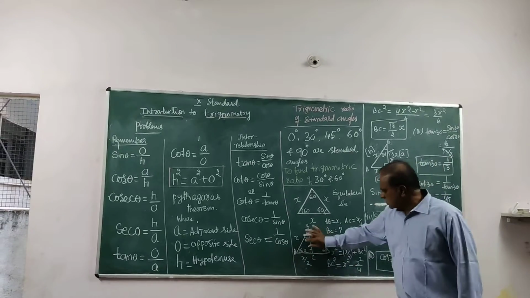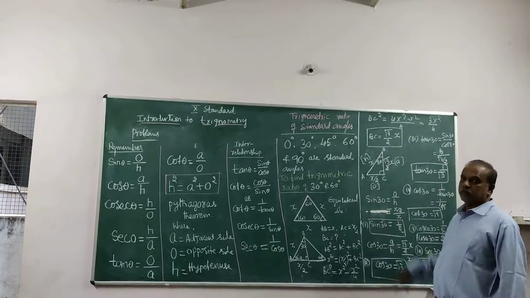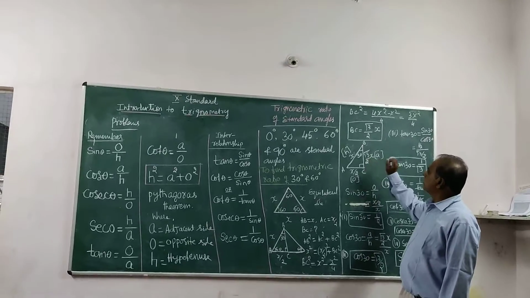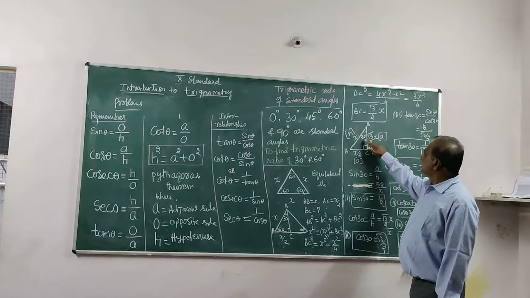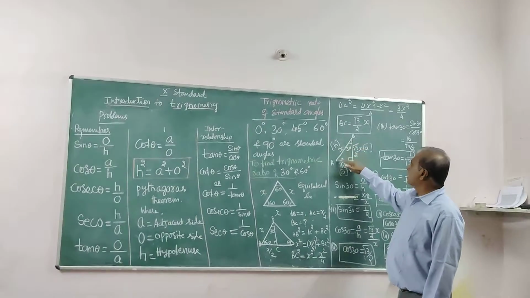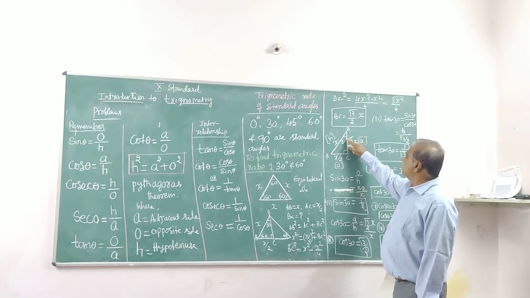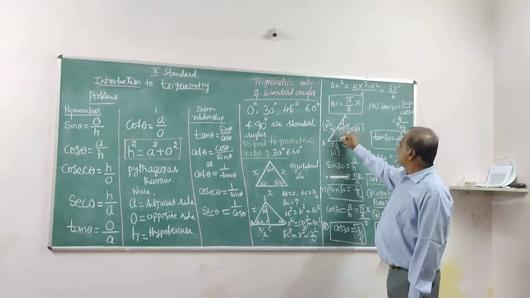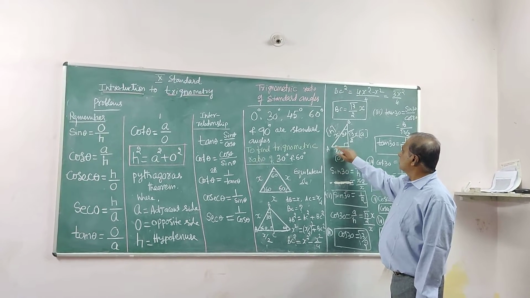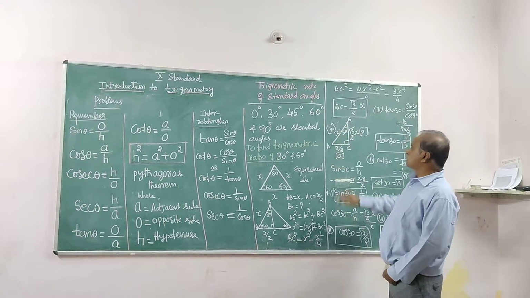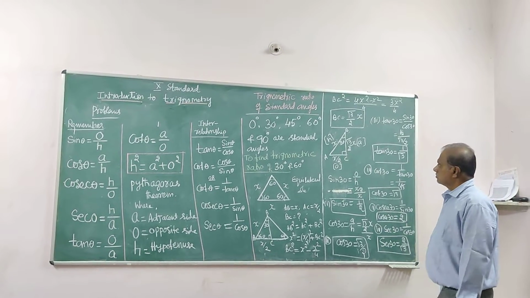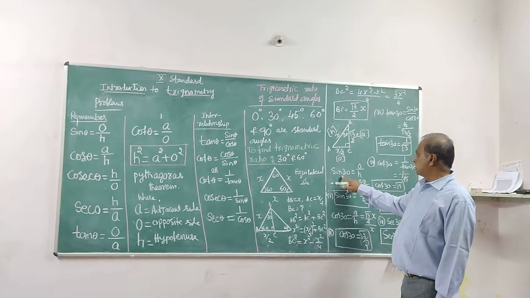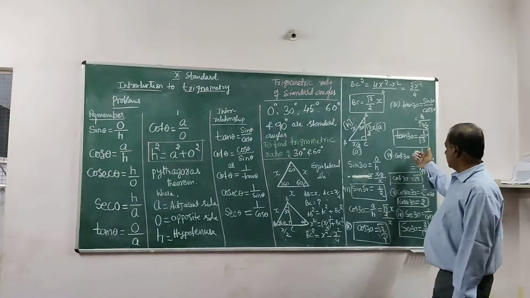Now I am taking only this triangle containing 30 degree. Now we are evaluating the trigonometric ratio for this 30 degree. This is a triangle. At this 30 degree, with respect to this angle, this side is known as adjacent side, this side is known as opposite side, this side is known as hypotenuse. Then find the trigonometric ratios: sin 30, cos 30, tan 30, cot 30, and so on.